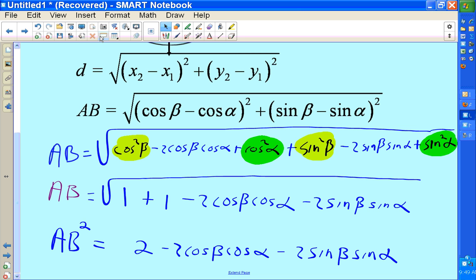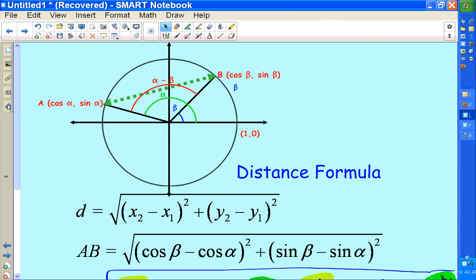So the distance from A to B is the square root of 2 minus 2 cos beta cos alpha minus 2 sine beta sine alpha. And if you square that distance, you get distance squared and no radical on the right. Everybody with me on that? So this is the distance from A to B, the green dotted line right here in the picture.